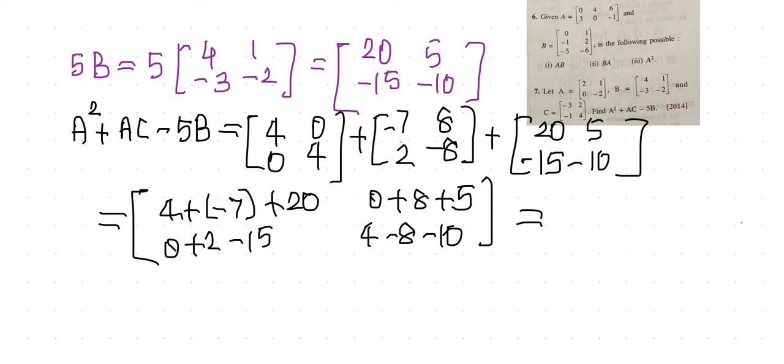Okay, so again a mistake, children. Here it is minus 5B and I have taken the addition sign. Okay, so this is minus, which means the last bracket's signs are going to change. So here it is going to be minus. Here also it is going to be minus. Okay. And then here also minus, minus. So my 4 minus 7 is minus 3, minus 3 minus 20 is minus 23. So 2 minus 15.